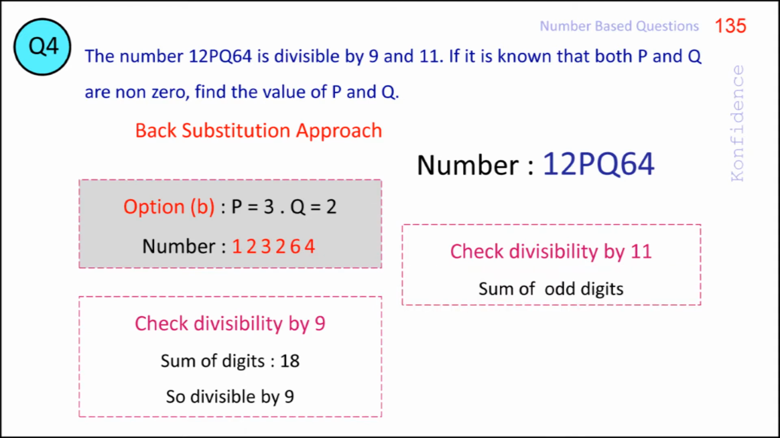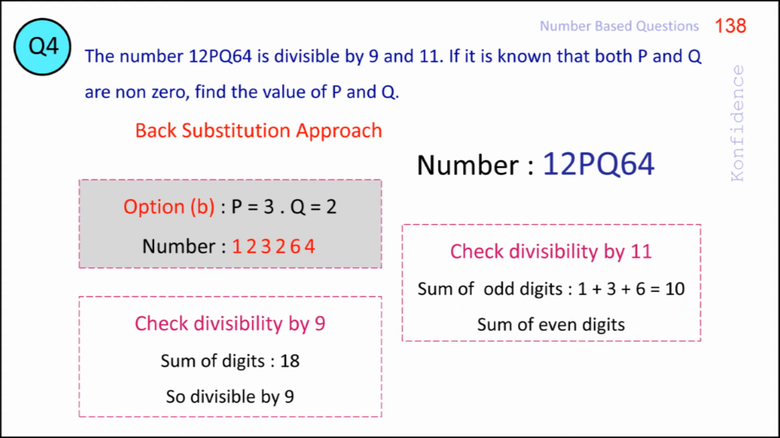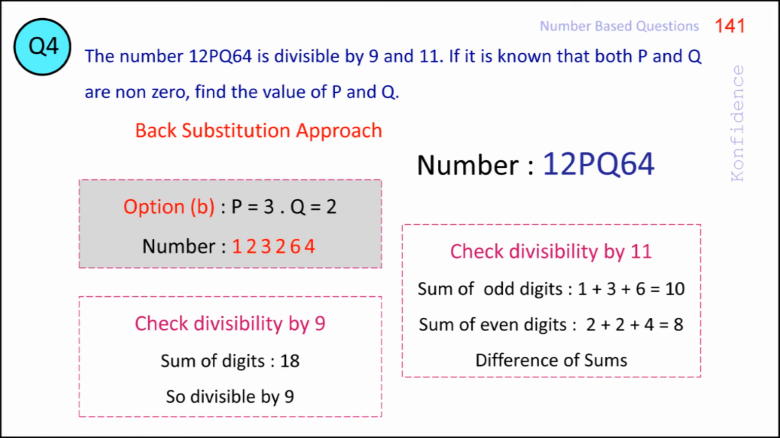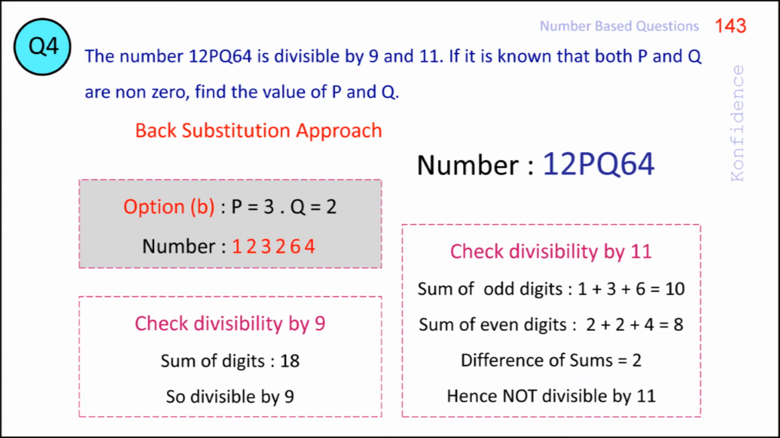Let us add the digits in the odd places. It is 1 plus 3 plus 6, which is 10. Sum of digits in the even places is 2 plus 2 plus 4, which is 8. Difference between the two, 10 minus 8 or 2, which is neither 0 nor a multiple of 11. So the number is not divisible by 11. Hence, option B is not the correct choice.